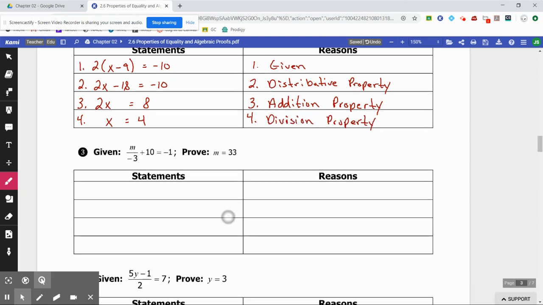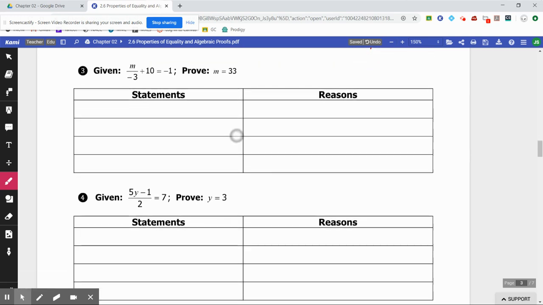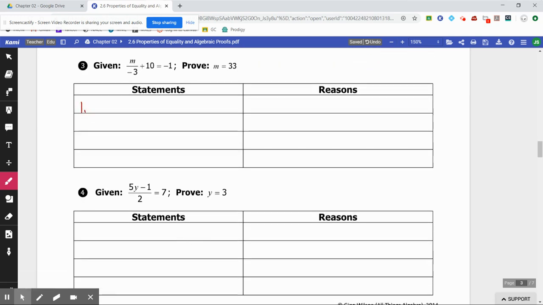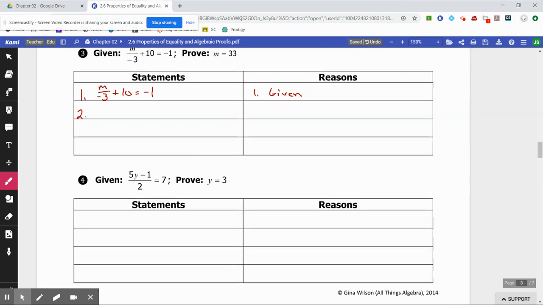Okay, number 3. The first statement is always your given, so I'm given that m divided by negative 3 plus 10 is equal to negative 1. And again, the reasoning for that would be that is what you're given. Step number 2, always try to combine your constant terms. So I'm going to move my plus 10 to the right side by subtracting 10. So we're going to subtract 10 from both sides.